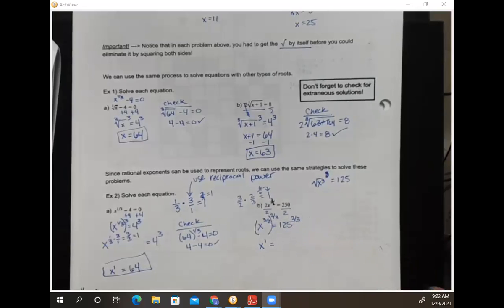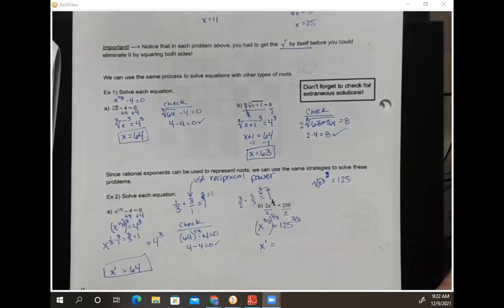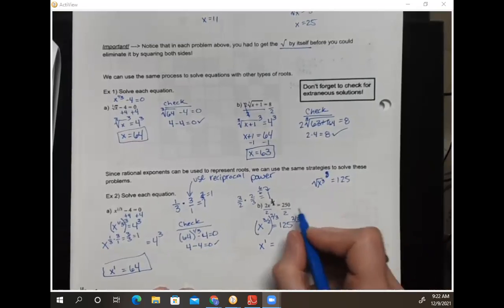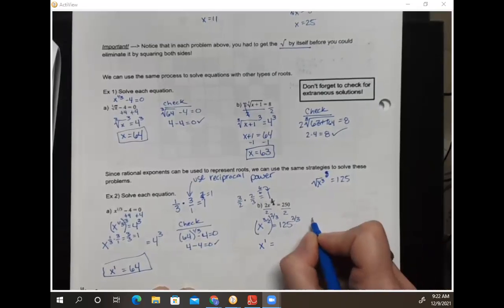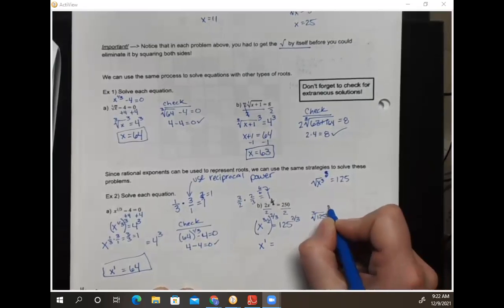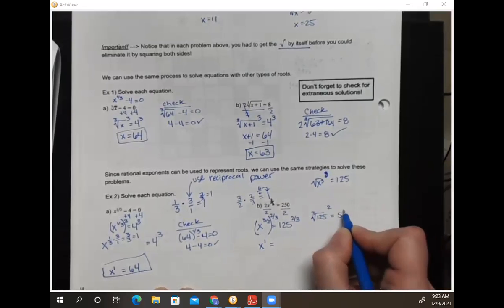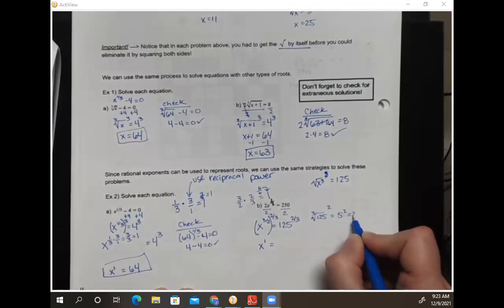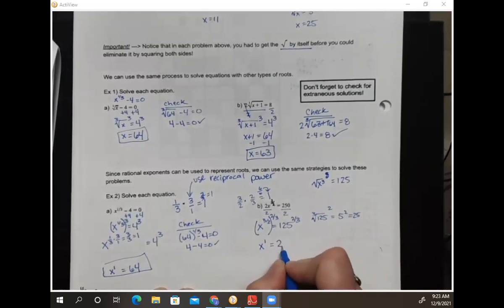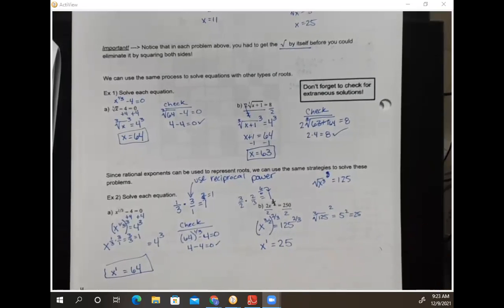So for this, I am going to rewrite it in that root form. I talked about this the other day, but for me personally, it clicks, it makes more sense if I can see it in that root form. So that's what I'm going to do. So this would be the cube root of 125, and then I'll square that. The cube root of 125 is 5, and then 5 squared is 25. So I would get x to be 25 here.